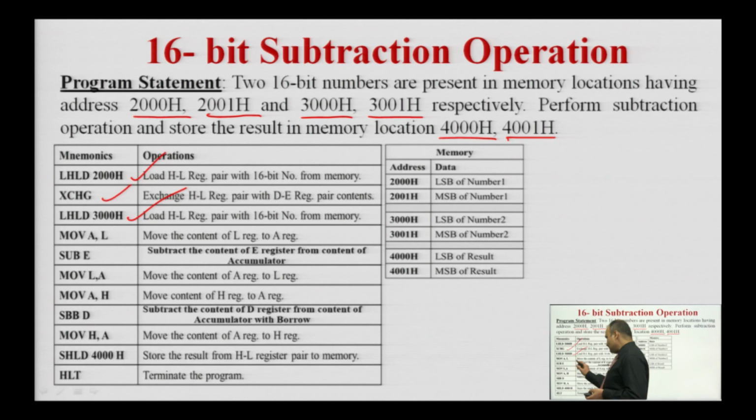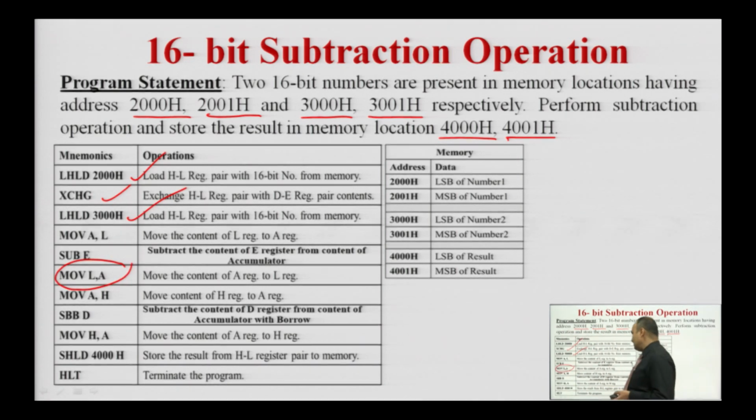Then transfer the content of the L register into the accumulator and subtract the E register from it. The content of the accumulator and the E register are subtracted with the help of the SUB instruction, and the result of the operation is placed into the accumulator. Then from the accumulator the LSB of the result is moved into the L register.